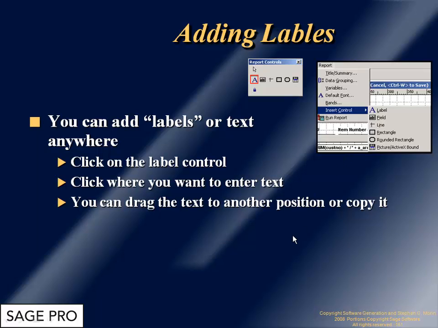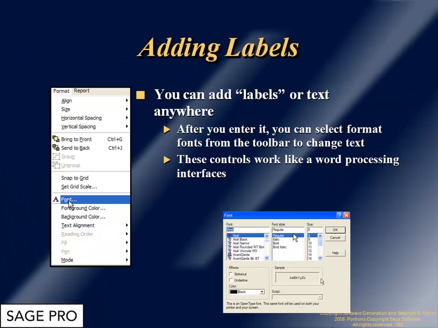This is about adding labels and text. Basically, you can click on it and add text. It's like a word processor, and that's the label function. Pictures can be added into reports if you want.